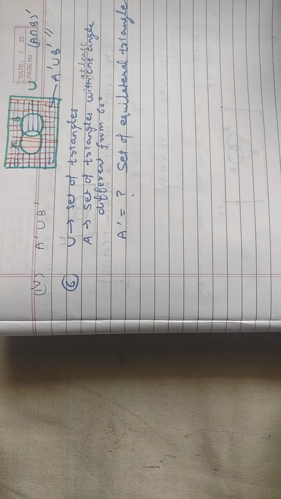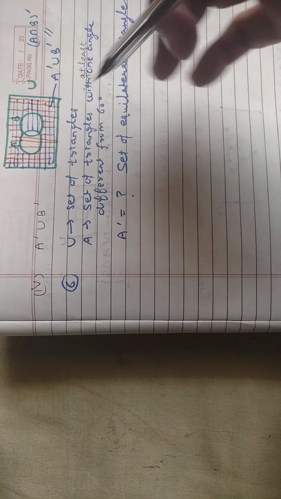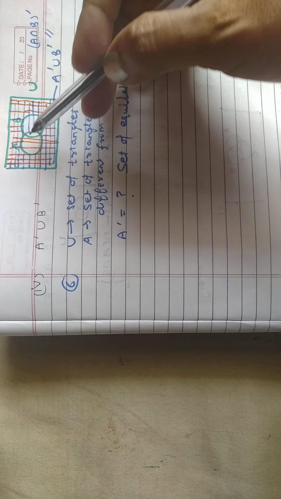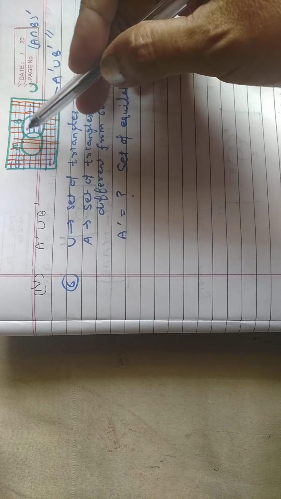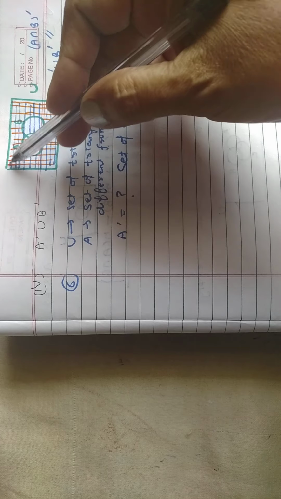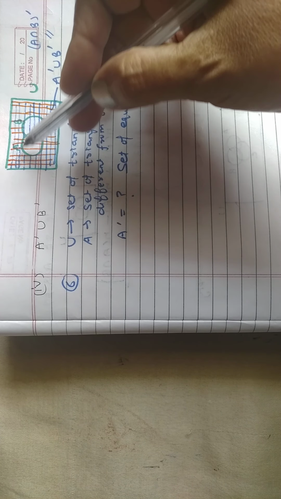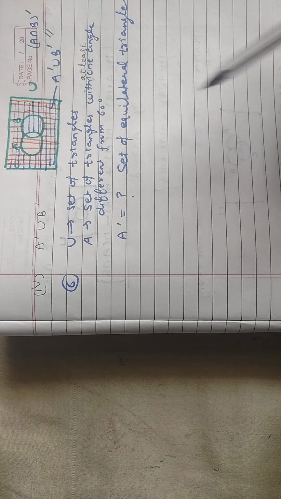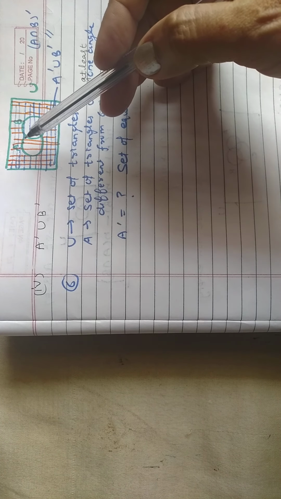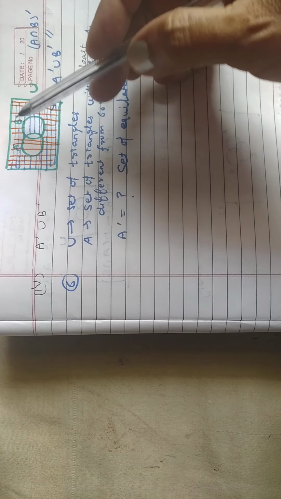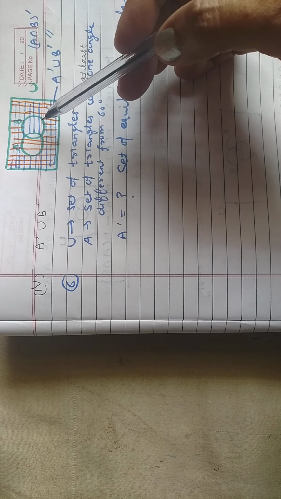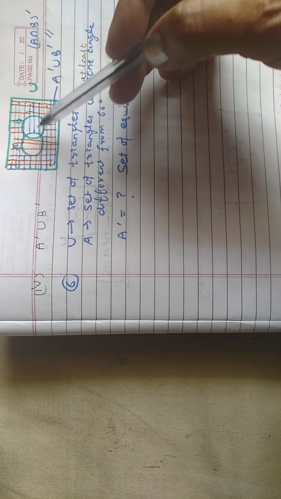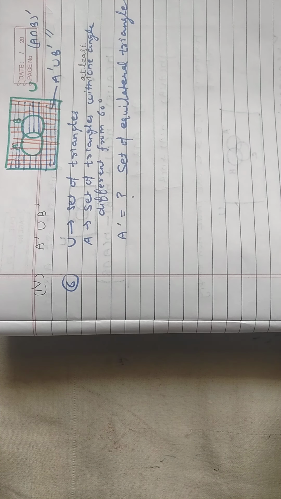Now what is A' union B'? Again, this is the universal set. What is A'? This is A, this is B. A' is represented by these blue horizontal lines. It means you have to not consider A, rest you have to shade. Similarly, what is B'? These vertical orange lines mean you have excluded B, rest you have considered.